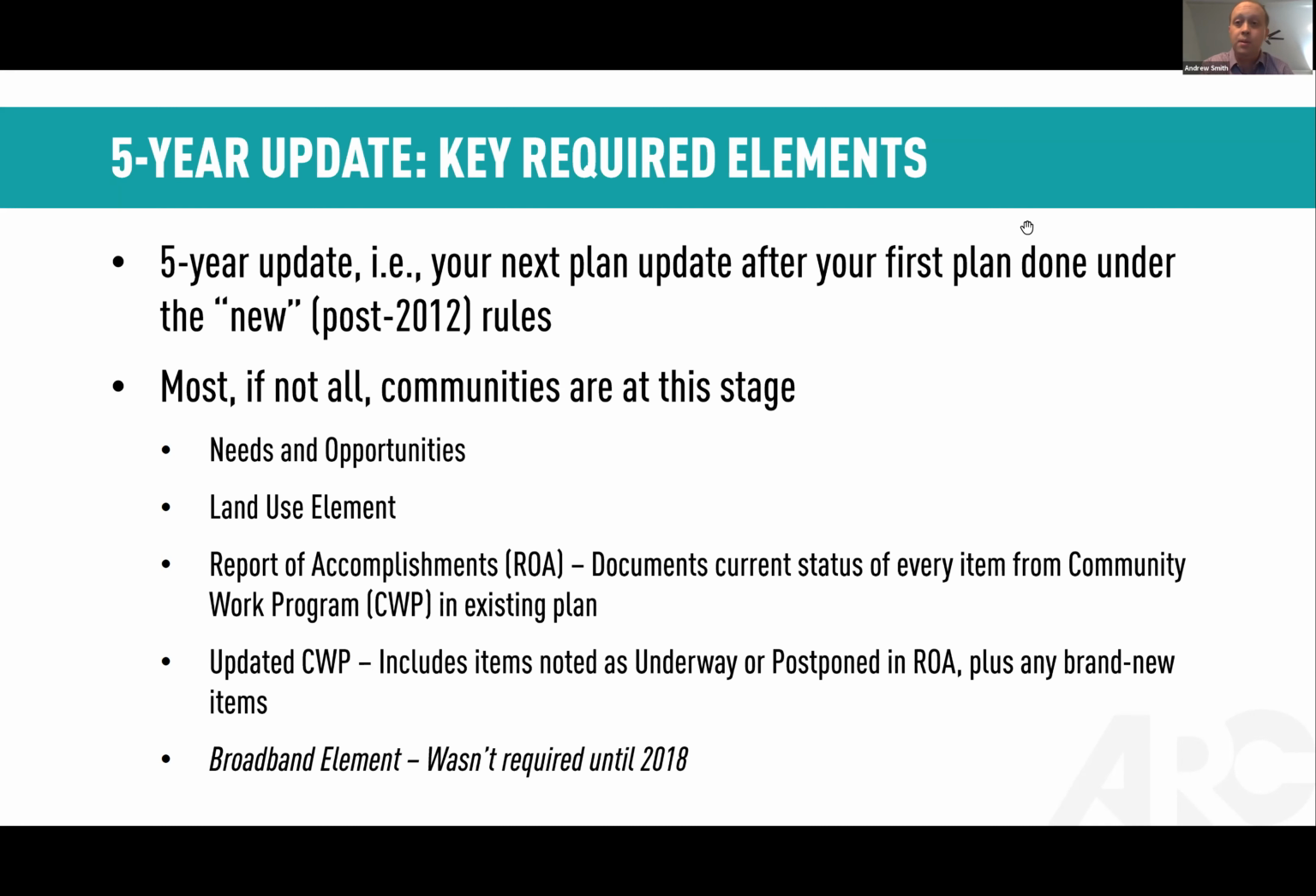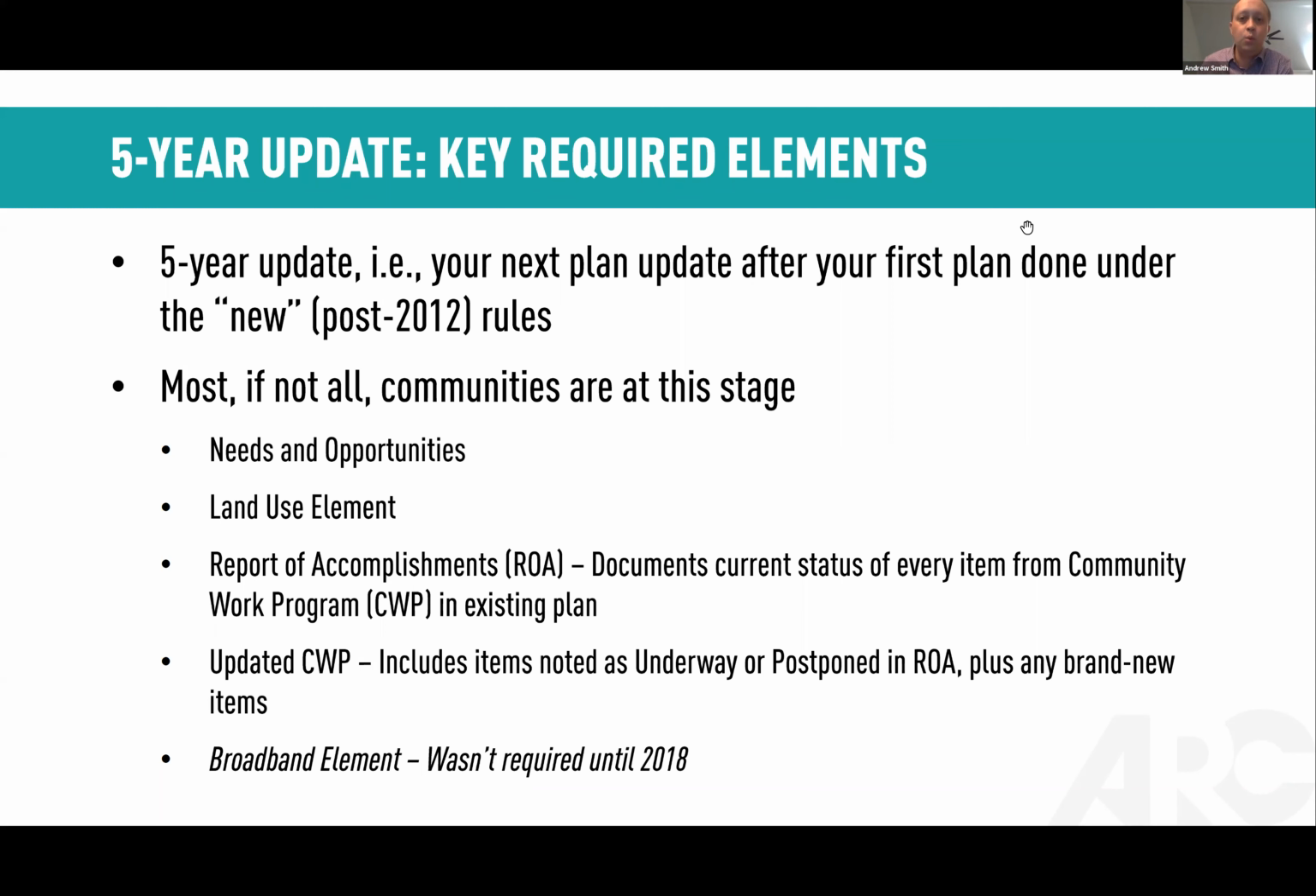The report of accomplishments simply details every single item in your previous community work program to update DCA and everybody else on the status of items. The updated work program is whatever comes out of that: whatever is left to be done but is still a priority for the community, anything that hasn't been started but is going to be, and anything brand new that comes out of your most recent planning process.